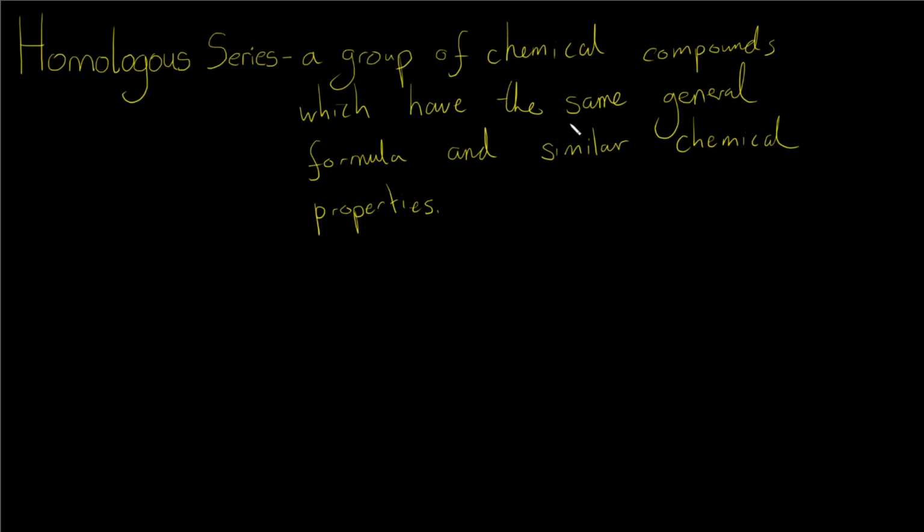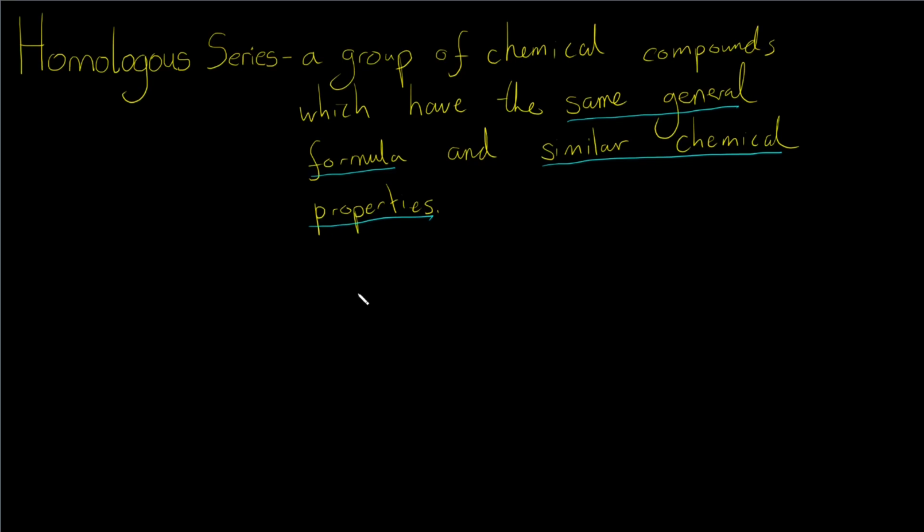So what are the important parts in this sentence? Well, here they are here. The same general formula and similar chemical properties. We just have to remember this as a sentence. A homologous series is a group of chemical compounds which have the same general formula and similar chemical properties. Now I'm not going to apologise for repeating that again because we need to know it.